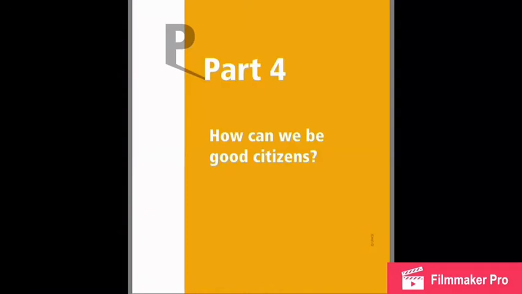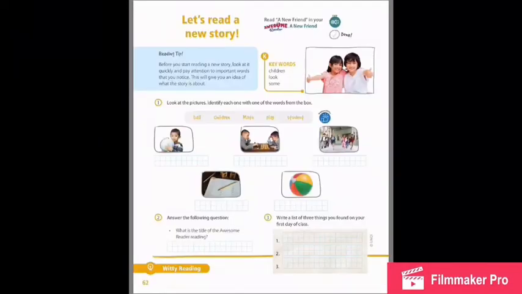Today we are going to start our part 4, How Can We Be Good Citizens? Okay, open your book, page 62 please. Let's read a new story. First, you have to read A New Friend in your Awesome Reader. Take your time for this reading. Then, you have to complete activity number 1, 2, 3, and 4.